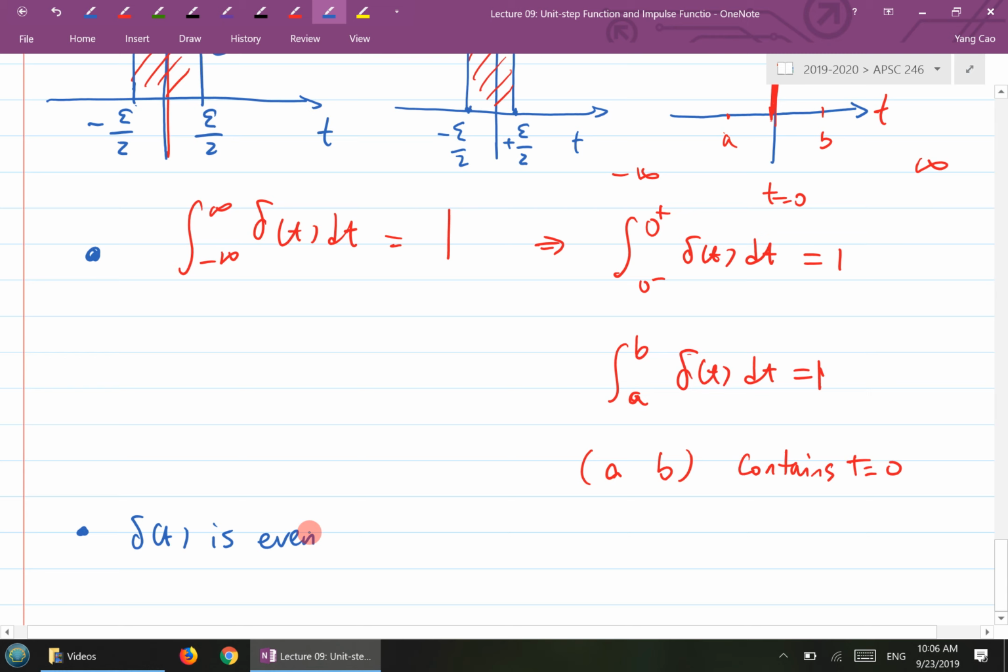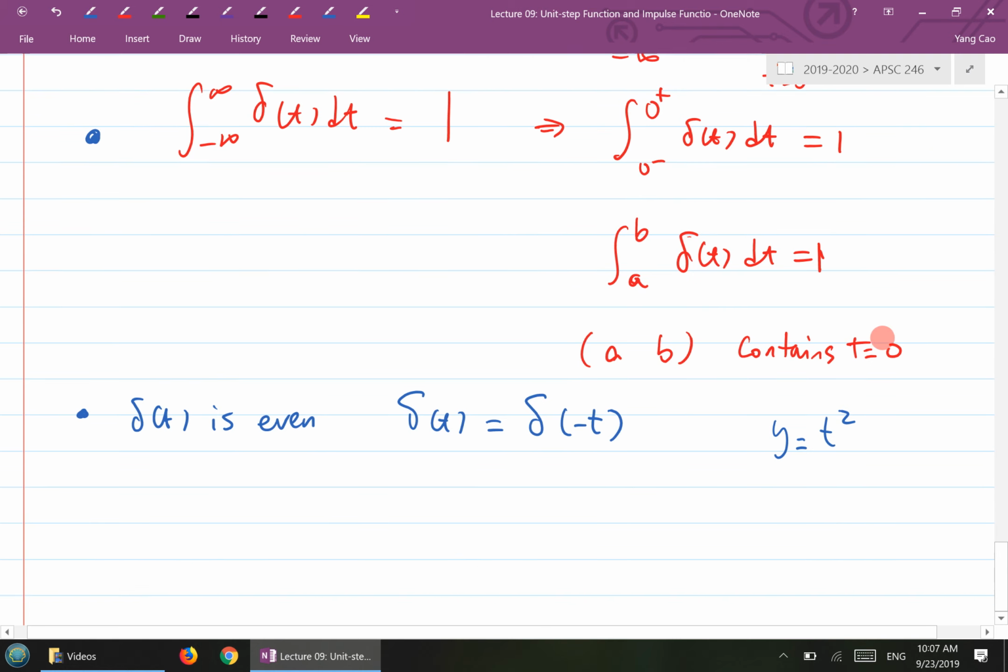It's an even function. The nature of an even function is that when you replace t with negative t, you don't change the function. It's still the same function. A very common example is y equal to t squared. It's a parabola going up, and that's an even function. When you replace t with negative t, you get back t squared. So this is the nature of a delta function, an impulse function. It's an even function.